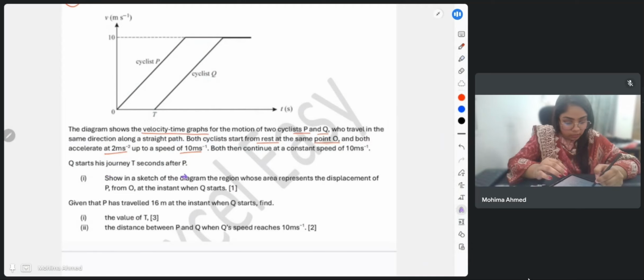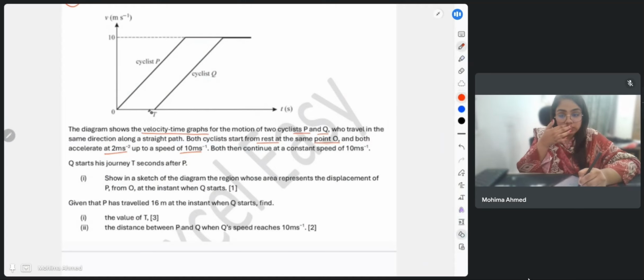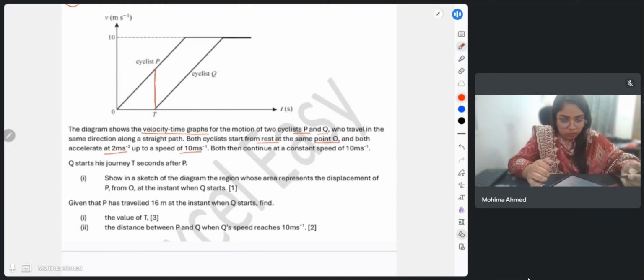And we need to show in a sketch of the diagram the region whose area represents the displacement of P from O, which was the origin, at the instant when Q starts. That means it wants you to find out the distance traveled by P before Q started its journey, right? So in that case, this is how it will be. This is the point where Q starts its journey. So we're going to draw a straight line from here and just highlight the region over here.